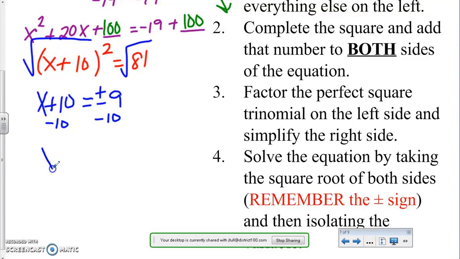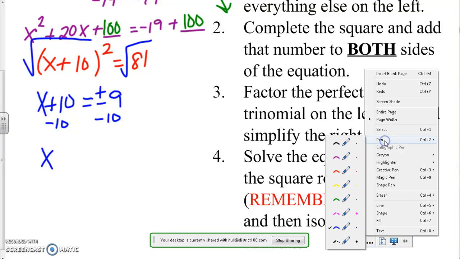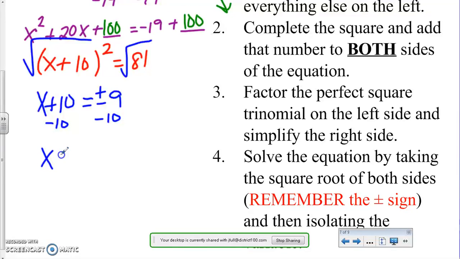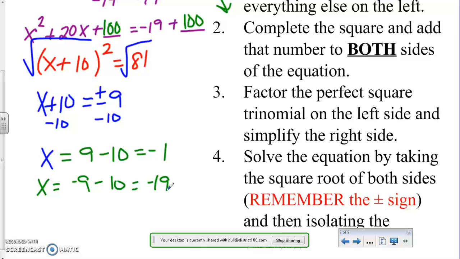Okay, please make sure you are really careful with this. This is telling us to do 2 things. Because of that plus or minus sign, it's telling us that x is going to equal positive 9 minus 10, and it's going to equal negative 9 minus 10. So that's actually how we're going to find our 2 answers. Common mistake that I see is students will change the sign in front of the 10 instead of the sign in front of the 9. So 9 minus 10 is negative 1. Negative 9 minus 10 is negative 19. So my 2 answers are negative 1 and negative 19.